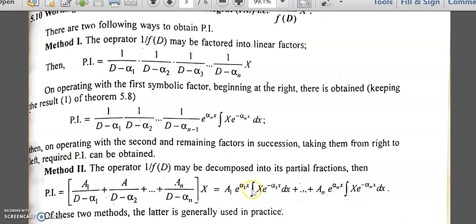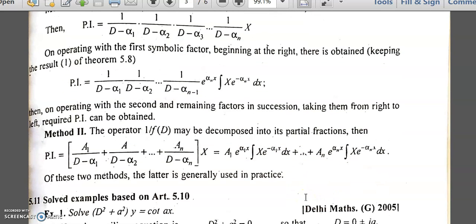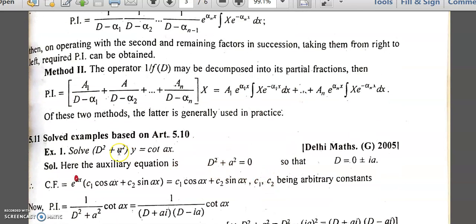So a1 e to the power alpha 1x integration of x e to the power minus alpha 1x dx plus this way. Okay, so basically method 2 is very convenient. Okay, of these two methods the latter one is the convenient method, right? So here is an example, solve example.